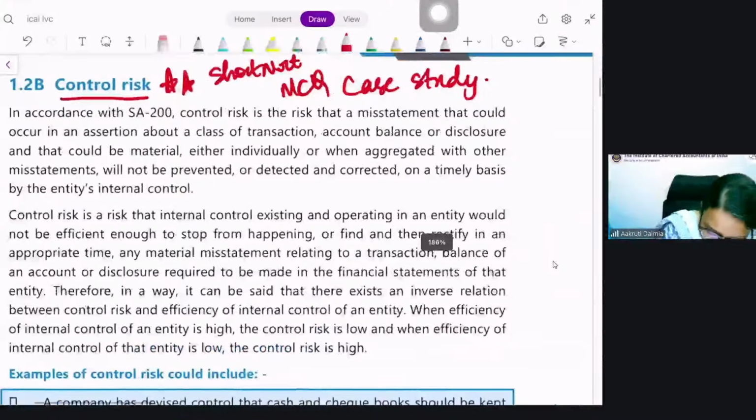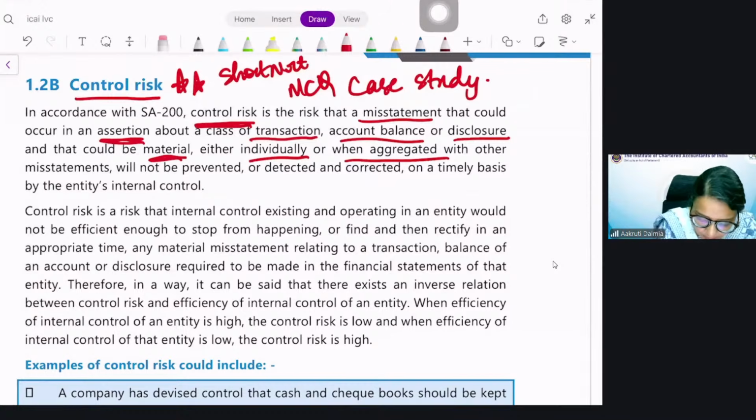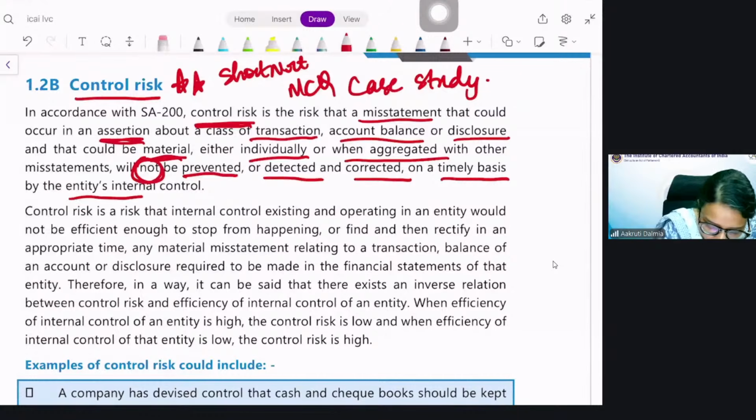In accordance with SA 200, control risk is a risk that misstatement that could occur in an assertion about a class of transaction, account balance, and disclosure that could be material either individually or when aggregated with other misstatements will not be prevented or detected and corrected on a timely basis by the entity's internal control. This risk is called control risk.